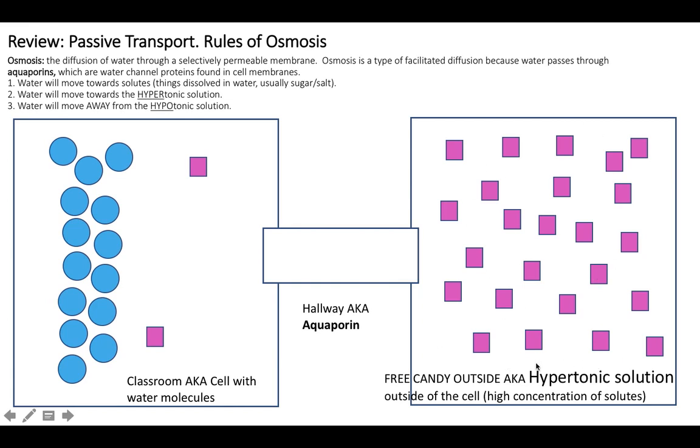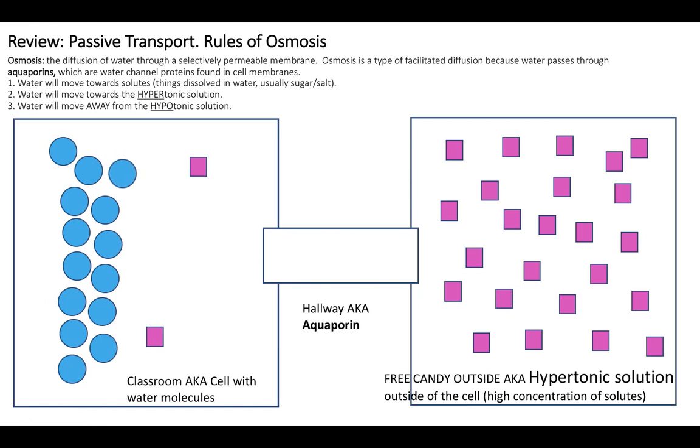So this side, outside, would represent a hypertonic solution. Remember, hyper means above, so it has a higher concentration of solutes, in this case sugar or candy, outside of the cell than inside of the cell. So there's more candy on this side than on this side. So what do all of my water molecules or students want to do? Well, naturally, they want to get some candy.